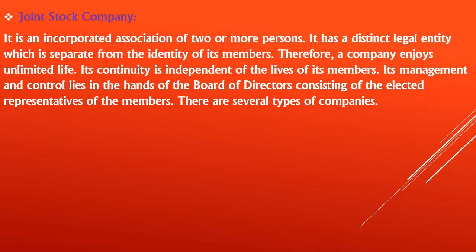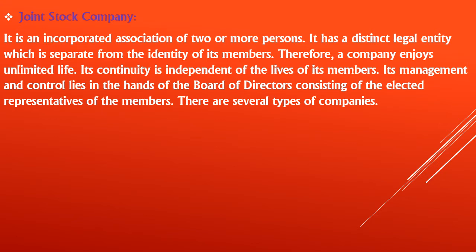So the joint stock company is an association of two or more persons, and it has a separate identity from that of its members. The company has a lawful separate identity like an artificial person, and it enjoys perpetual succession, which means even though there is death or retirement of any members, the life of the company is not affected. It enjoys unlimited life, and the management and control lie in the hands of the board of directors, who are elected representatives of the members and who hold the shares of the company.